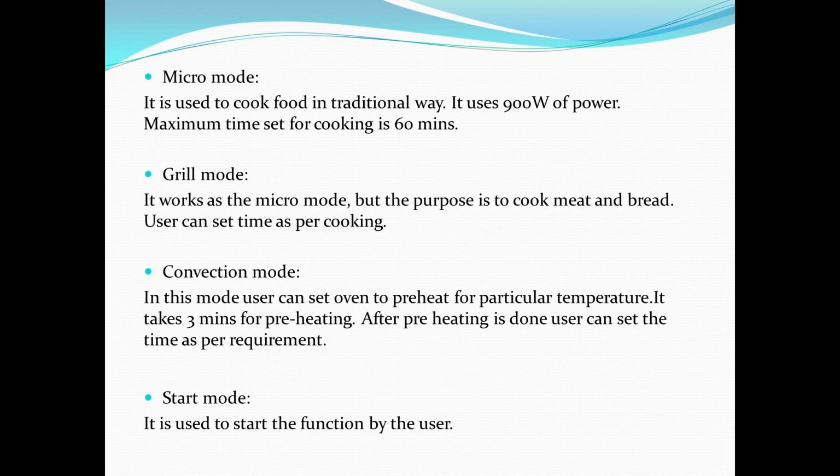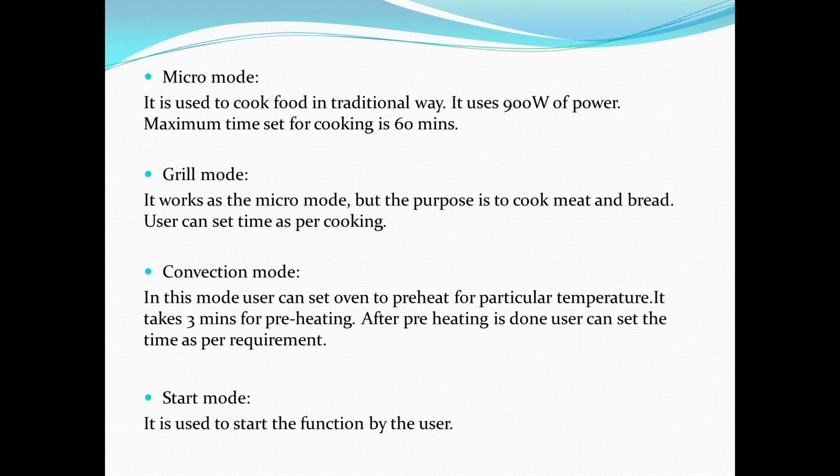In micro mode, it is used to cook food in a traditional way. It uses 900 watts of power. The maximum time set for cooking is 60 minutes. We can't extend the time beyond 60 minutes. In grill mode, it works like the micro mode, but the purpose is to cook meat and bread, and the user can set the time as per their cooking requirements.